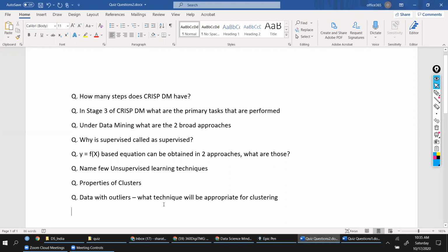What is the primary difference between hierarchical clustering and non-hierarchical clustering?